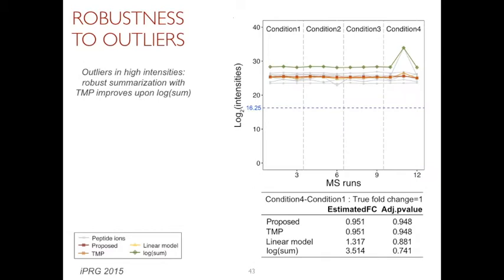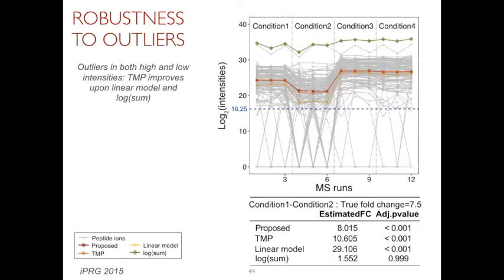And here's another protein, but this time we have an outlier among high intensity peaks. Comparing these two conditions, condition 1 and 4, we see that the log of sum did really poorly. The true fold change is 1, and they report 3.5, because the outlier in high intensity peaks really compromises everything. But our approach stayed much closer to the true fold change because we account for both outliers and missing values.